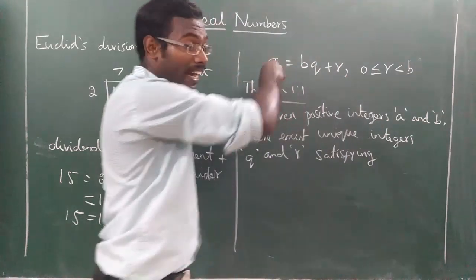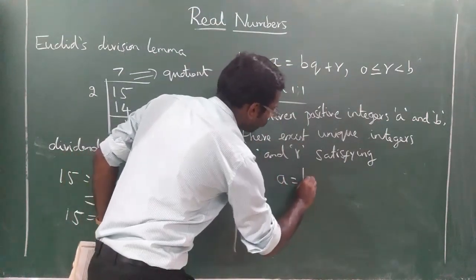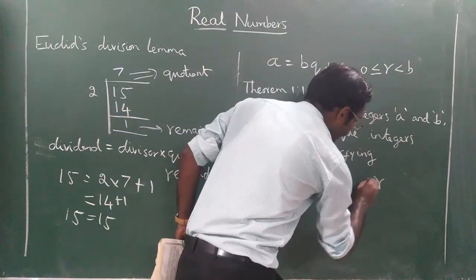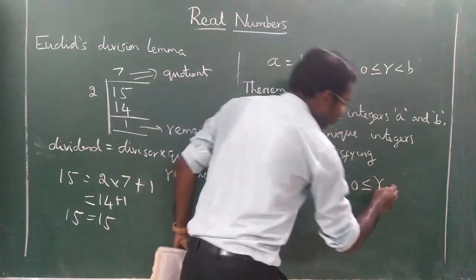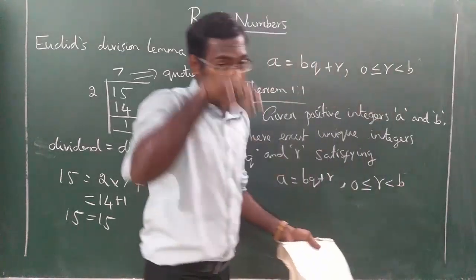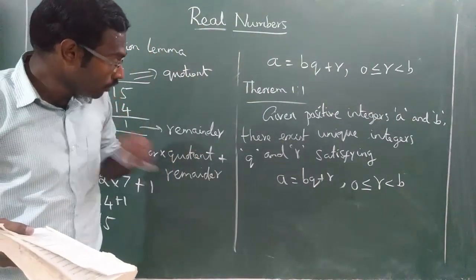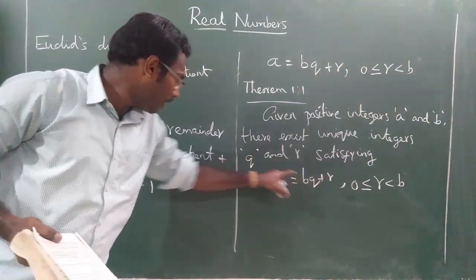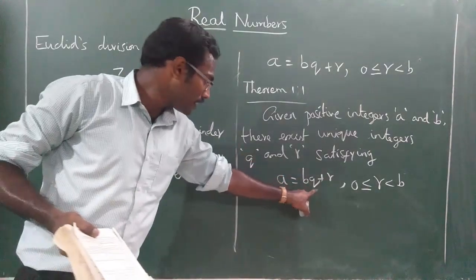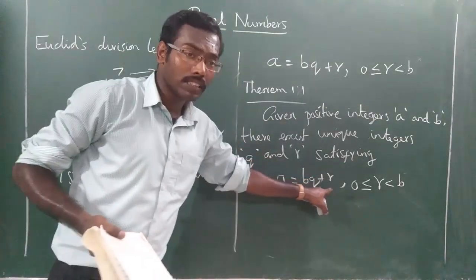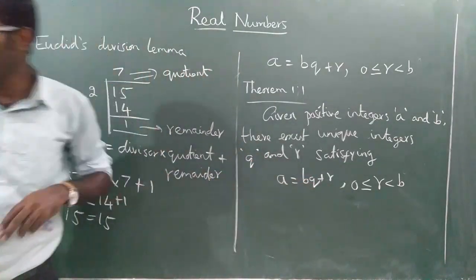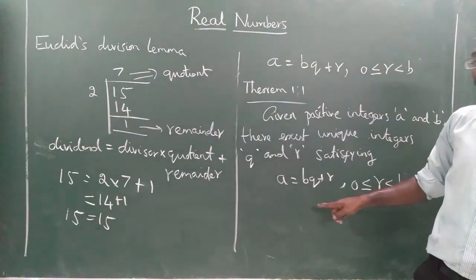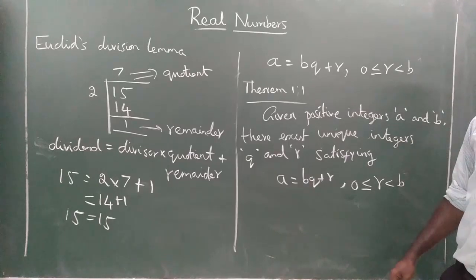They are satisfying the equation A is equal to BQ plus R, and the condition R is greater than or equal to 0 but less than B. Here A is the dividend, B is the divisor, Q is the quotient, and R is the remainder. Understood or not? This equation is called Euclid's division lemma.